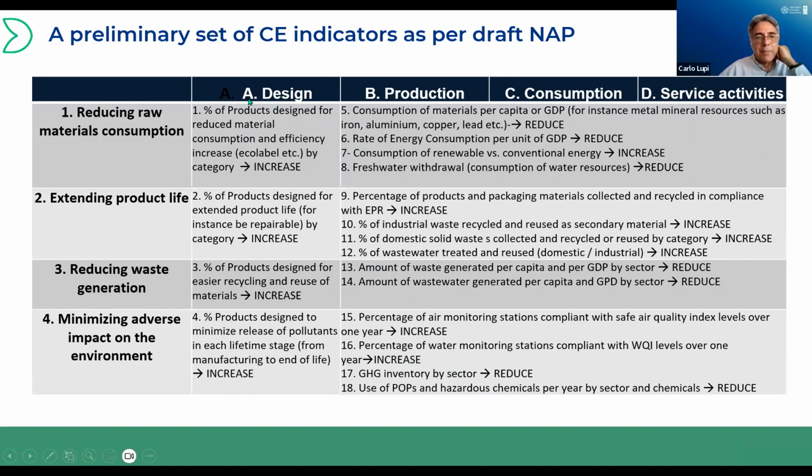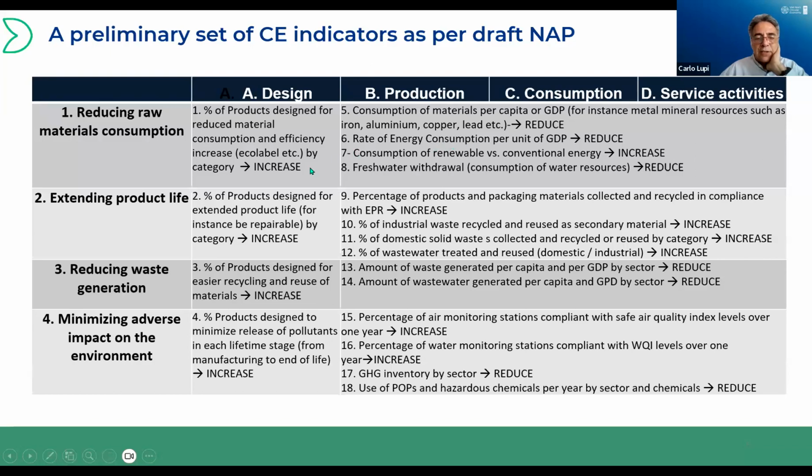So we have a number of indicators related to the design. For instance, indicator 1 is the percentage of products designed for reduced material consumption and efficiency. Indicator 2 is a percentage of products designed for extended product life, and so on. Or, for instance, indicator 9 is a percentage of products and packaging material collected and recycled in compliance with EPR, or the 5, 6, 7, and 8 related to the reducing raw material consumption. We will discuss a bit more about that, and so on.